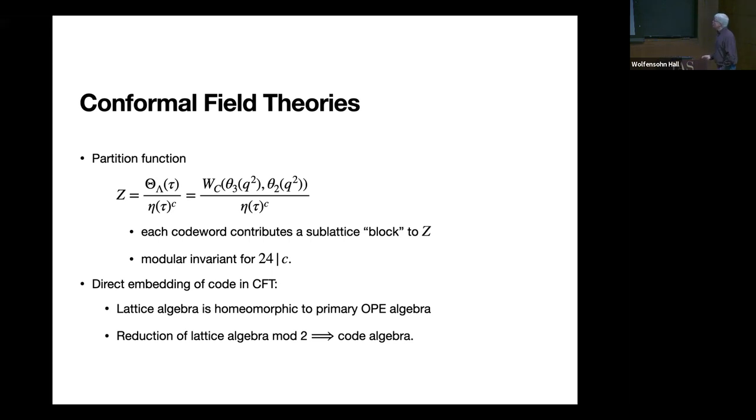So what we have here is a direct embedding of the code in which the lattice algebra, which is the lift of the code algebra to the lattice, is homomorphic to the OPE algebra of the primary operators, e to the i p dot x. And if you take the lattice algebra and reduce it mod 2, you're back to the original code algebra. So that's what I mean when I say that codes are embedded in these lattice CFTs. Okay, and I should just say up till now, nothing new. This correspondence was all worked out back in the 90s, including by the former IAS director, Peter Goddard, who did quite a bit of work on this.